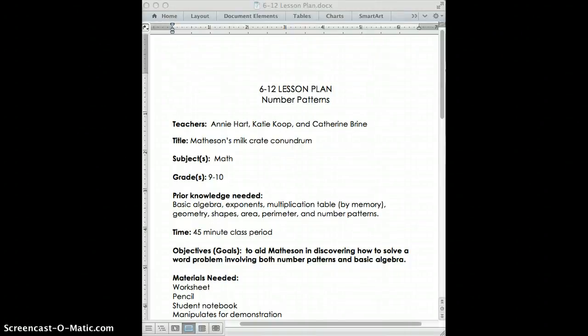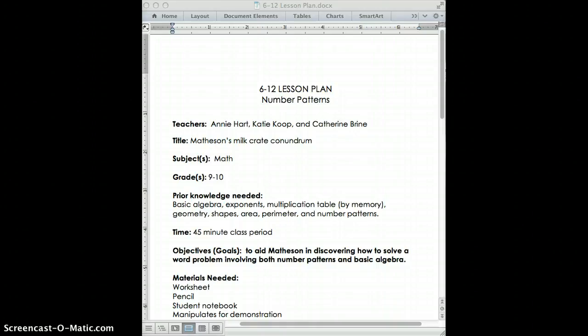Our 6-12 lesson plan will utilize basic algebra to guide 9th to 10th grade students to find a relationship and patterns in a given problem. In class, we would draw a picture of a carton on the board and guide the students in discussing any patterns that they see in regard to the milk carton and any patterns they see as you increase the number of bottles or dividers per carton.